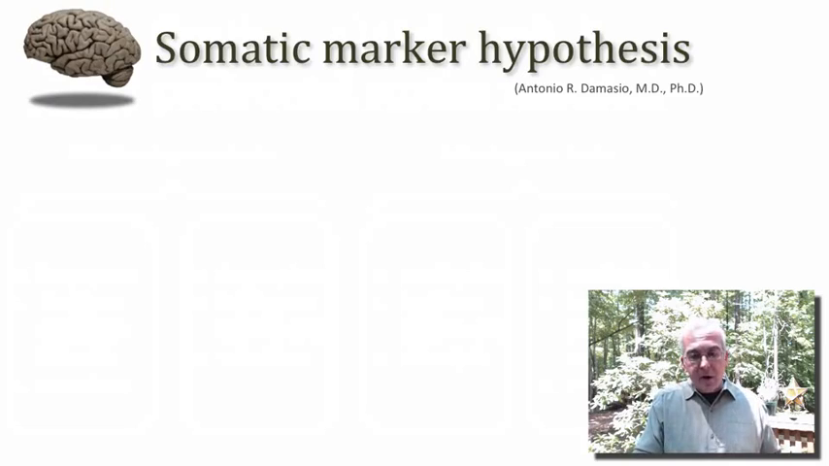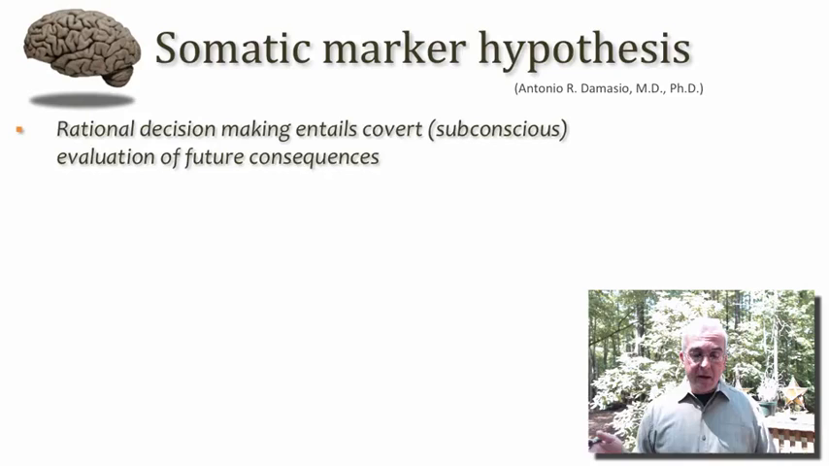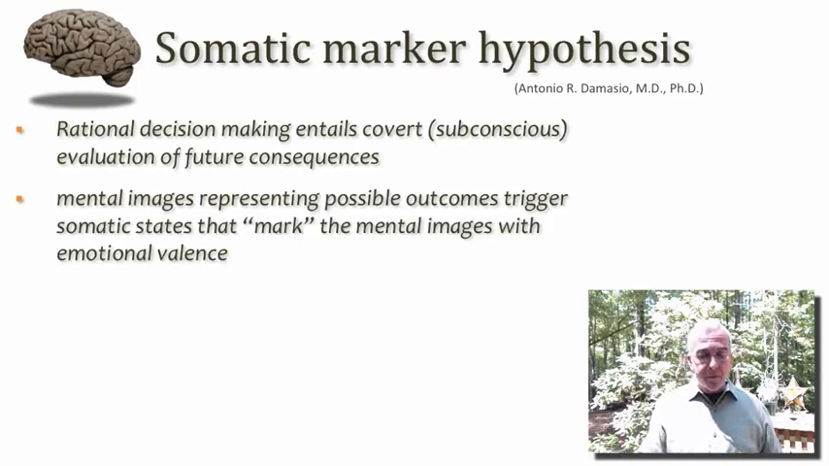So Damasio and colleagues have proposed what they call the somatic marker hypothesis of reason. And as you'll see, this is very much a neo-Jamesian idea, reflecting William James and Lange's theory of emotion. So at the heart of this idea is the notion that rational decision-making entails a set of covert evaluations of future consequences. Now, these covert evaluations take the form of what Damasio calls mental images.